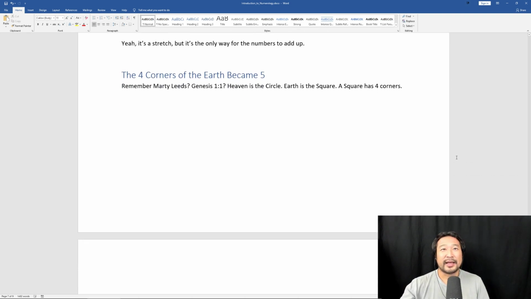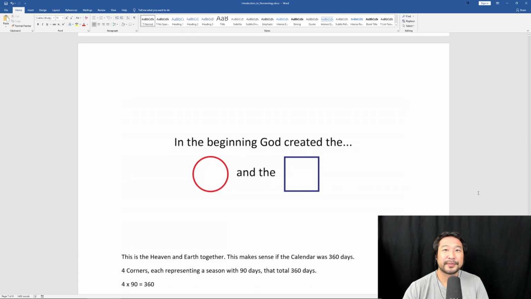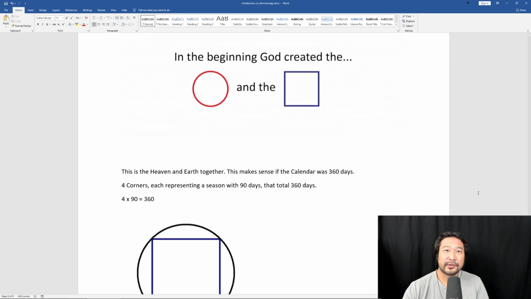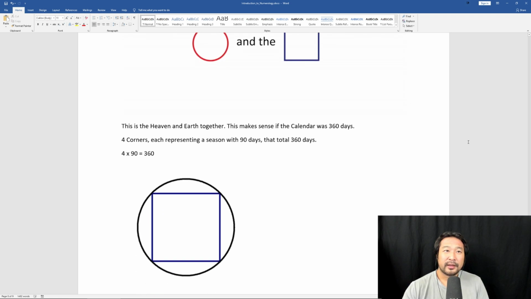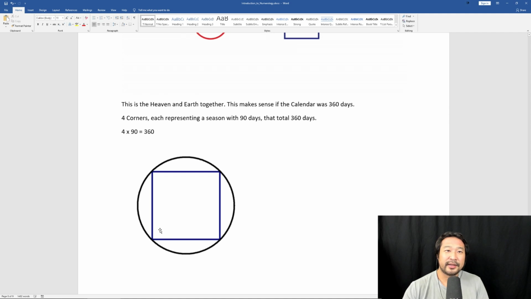Now, last part, actually second last part, this last part hasn't been written down. The 4 corners of the earth became 5. All right, so going back to Marty Leeds, Genesis 1:1, heaven is a circle, earth is a square has 4 corners. In the beginning, God created the heaven and the earth. This is the heaven and earth together right here.